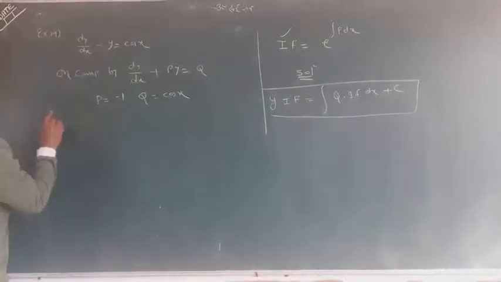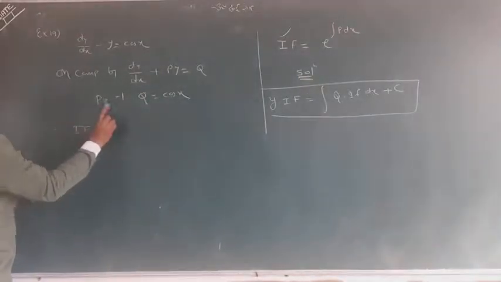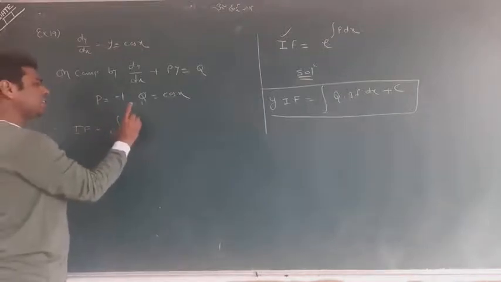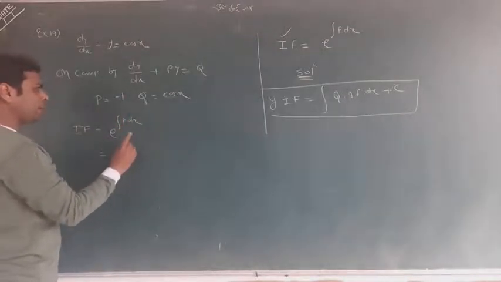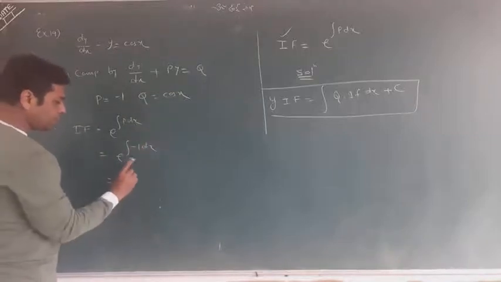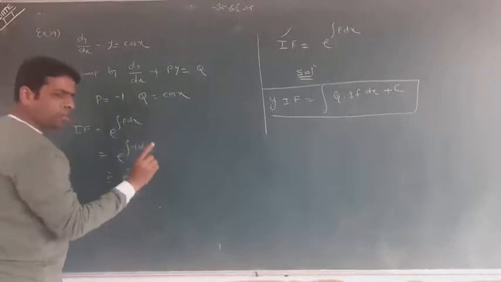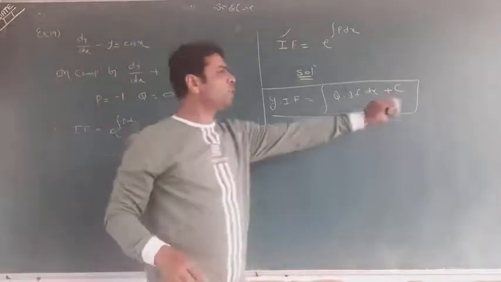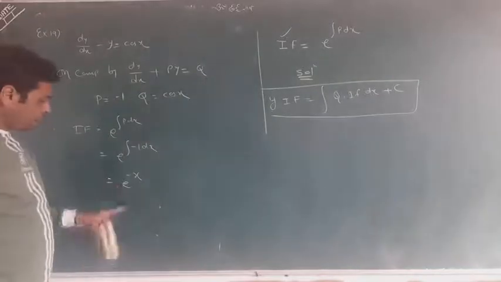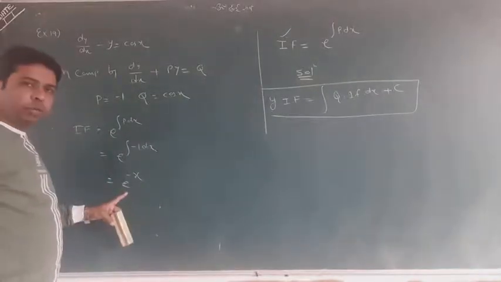Now first of all, you will find IF, meaning e to the power integral p dx. So we write e to the power, p is minus 1, and the integral is minus x. Don't write c, because lastly we will use c. So don't write c again and again. We will write our IF here only: e to the power minus x.